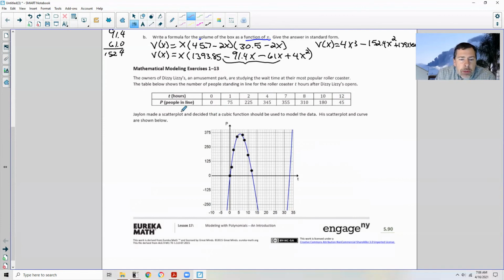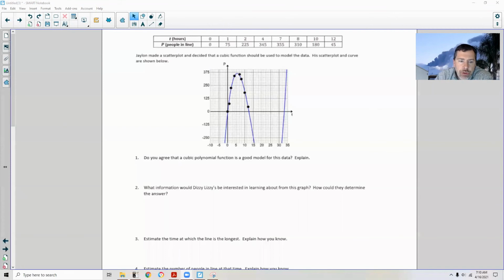Jalen made a scatter plot and decided that the cubic function should be used to model the data. His scatter plot and curve are shown below. Okay, so there's the setup of the problem. Okay, page 2. Number 1, do you agree that a cubic polynomial function is a good model for this data?